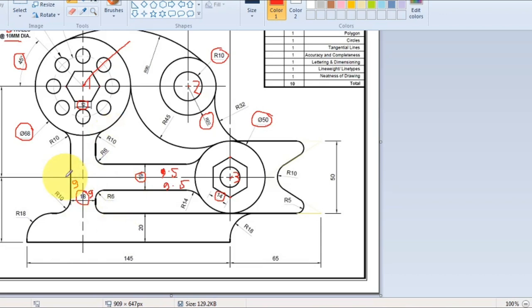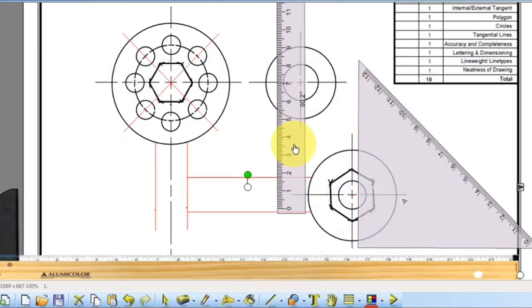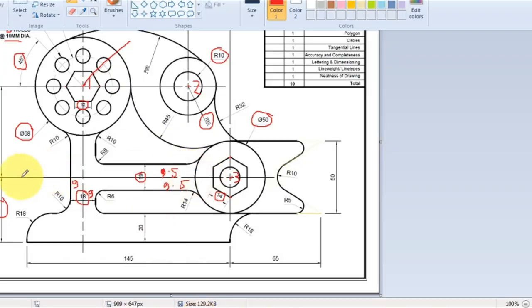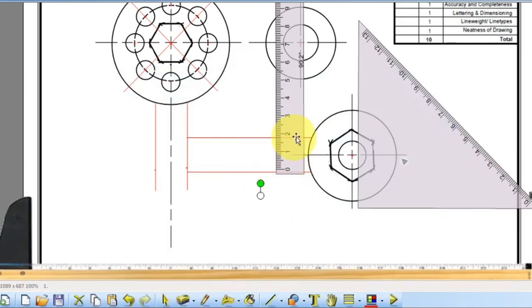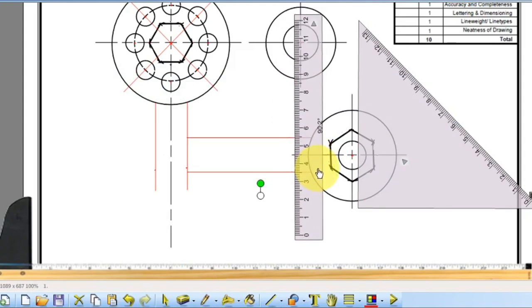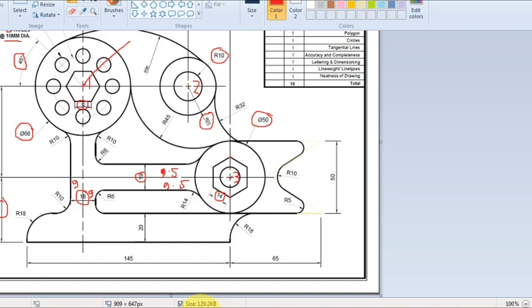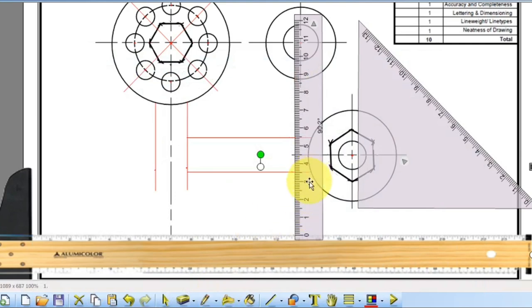The next. So from here up to here is 45. From this point to this point is 45. So we're going to measure 45, on this center line here. So from here, let's measure 45. We are going to make a point here at 45, and then we are going to draw a line. So line 145, construction line.